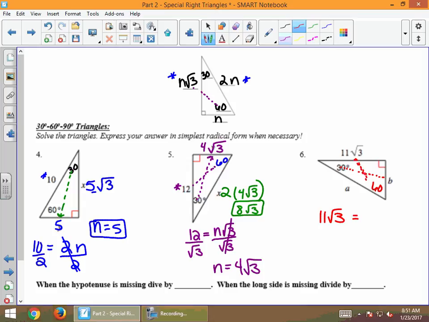So go to your diagram. Side across from the 60 is n radical 3. Divide by radical 3 to get n by itself. Radical 3s cancel. And it's really nice because these radical 3s cancel, so we're just left with 11. Again, that's always representing your short side. Once you have your short side, you just do what you did in the last lesson. Find our hypotenuse, it's just 2 times whatever n is, and 2 times 11 is 22.